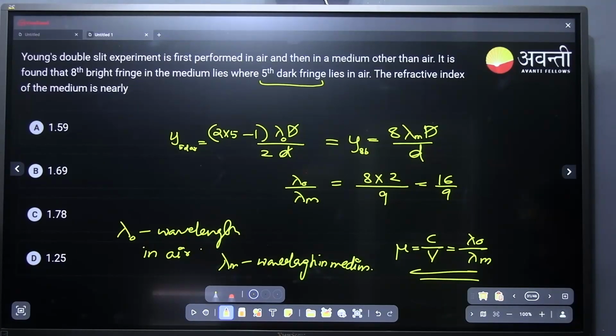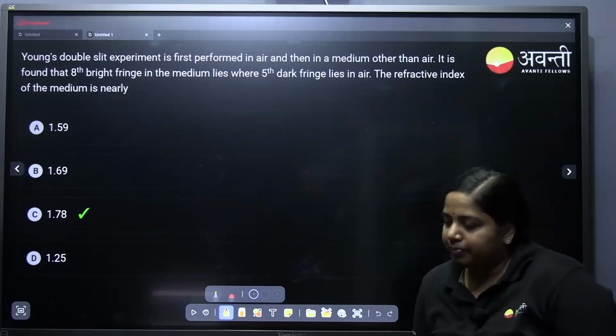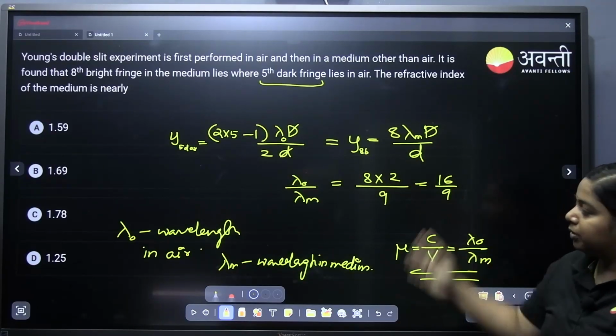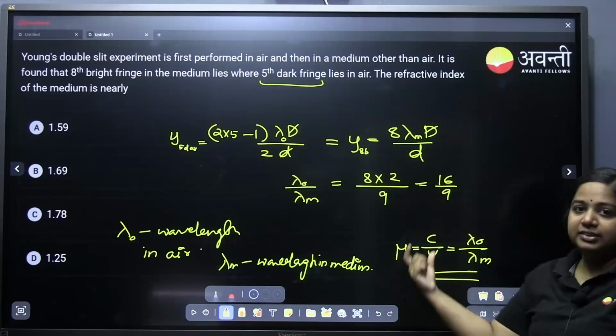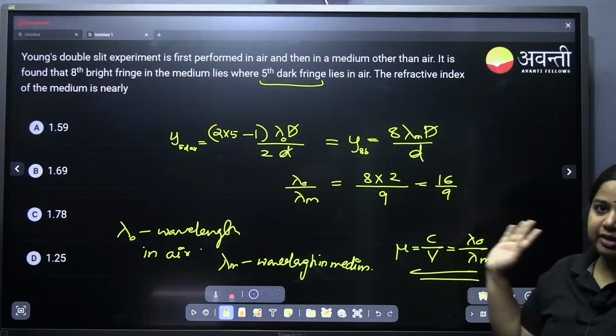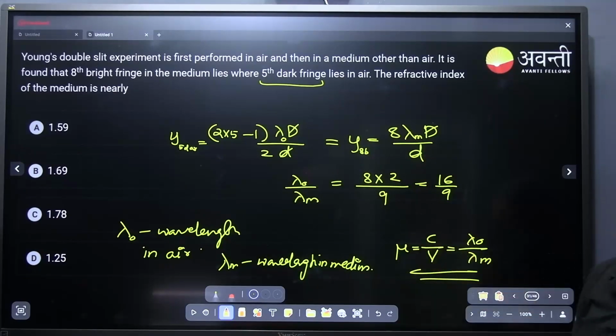Answer is option C, 1.78. I hope you understood the method. Refractive index is c by v, which means we can also find it by the change in wavelength, since from the things given in the question we are finding lambda naught by lambda m.